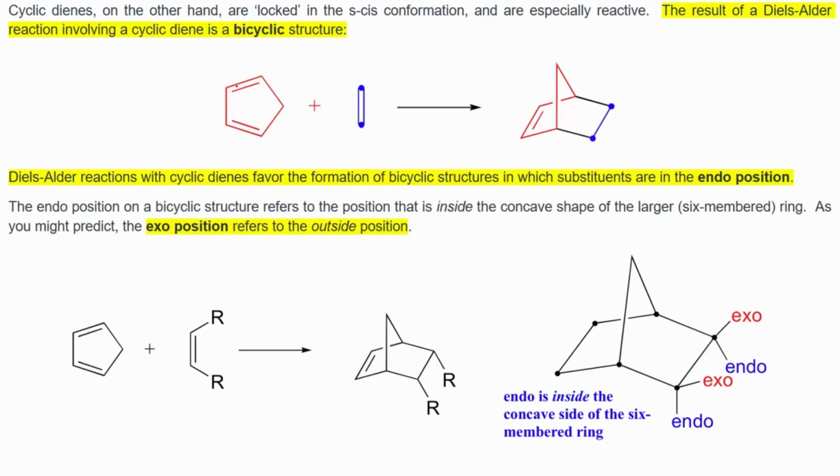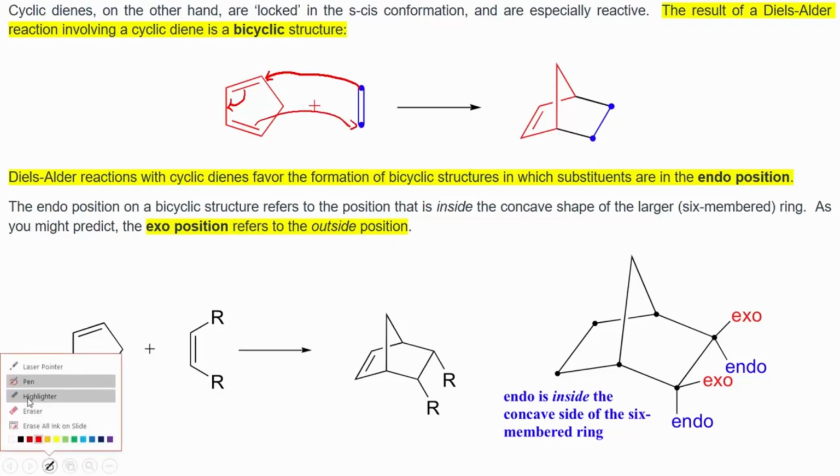So here we have this cyclopentadiene, and it is locked in this cis structure. So what's going to happen is this dienophile is going to come in, react there and here, and then we push this part. Let's see if I can highlight it in a different color. So we push this part up, and we create this bicyclic structure.